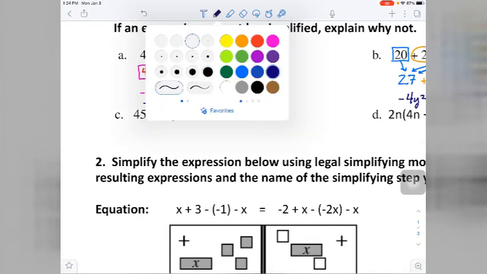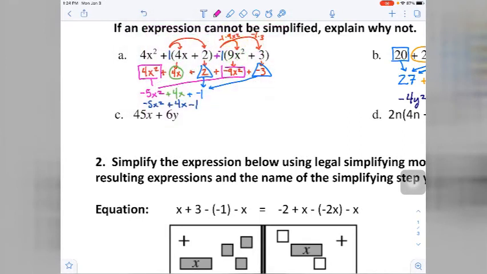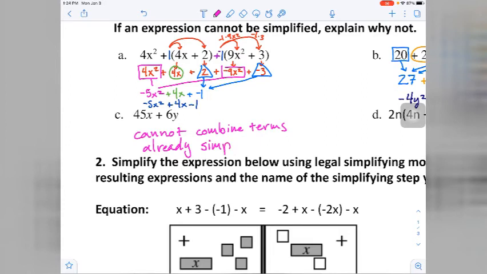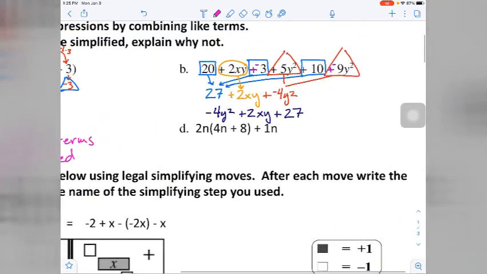This one, just about everybody got this one correct, but this one cannot be simplified. There are no like terms here. There's an x and a y, there are x's and y's, and we can't add those together, so we cannot combine. You could have also said that it is already simplified. Cannot combine terms. I should be more clear. Already simplified.